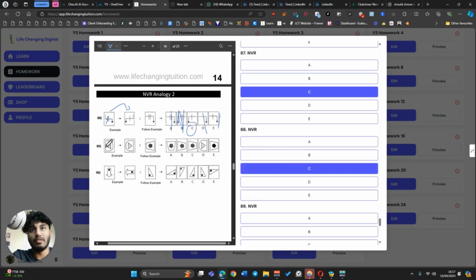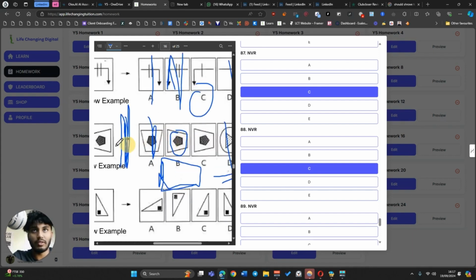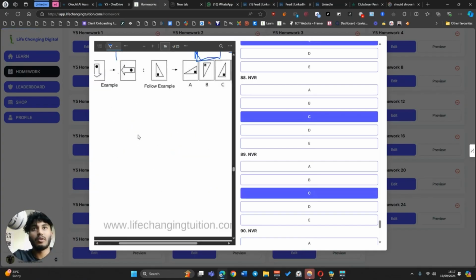Question 89. Again, this is the same thing but just reflected across this line. So if you reflect this, it should actually be pointing like this, right? It should be pointing that way. So it shouldn't be any of these. And the pentagon here hasn't been reflected correctly. You can see the pentagon is still the same way. So C is the right answer there.